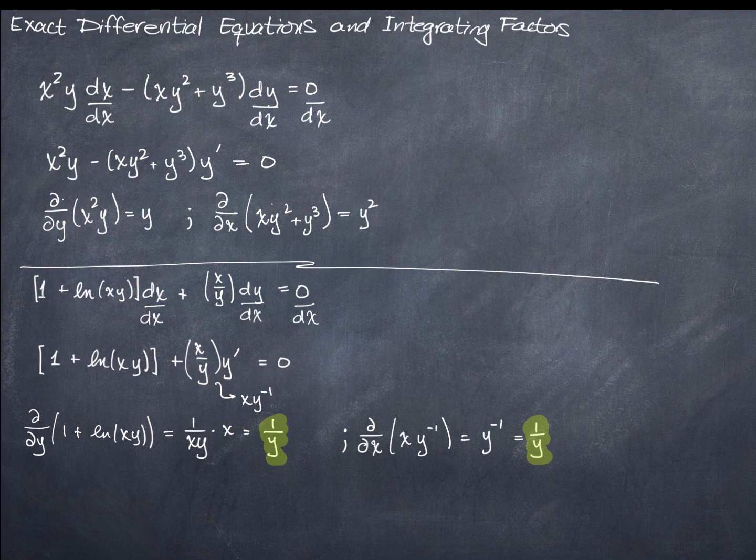In the previous problem, we got y and y squared, which are not the same. So that is not an exact equation. This test, because these two results are the same, tells me that this is an exact equation, an exact differential equation, and I'll be able to solve it using the techniques in this section.